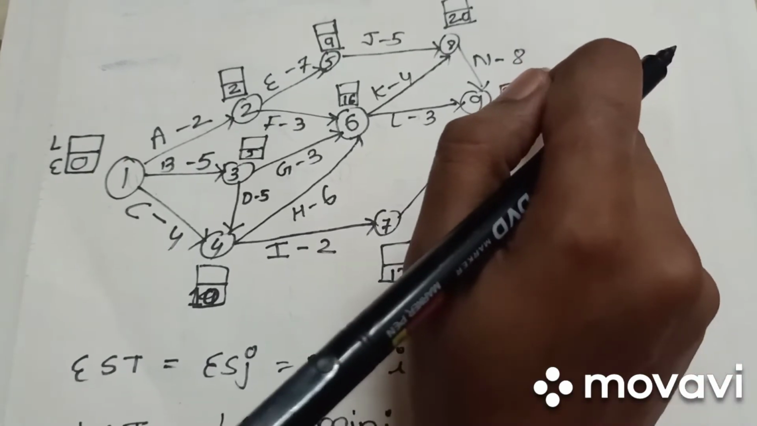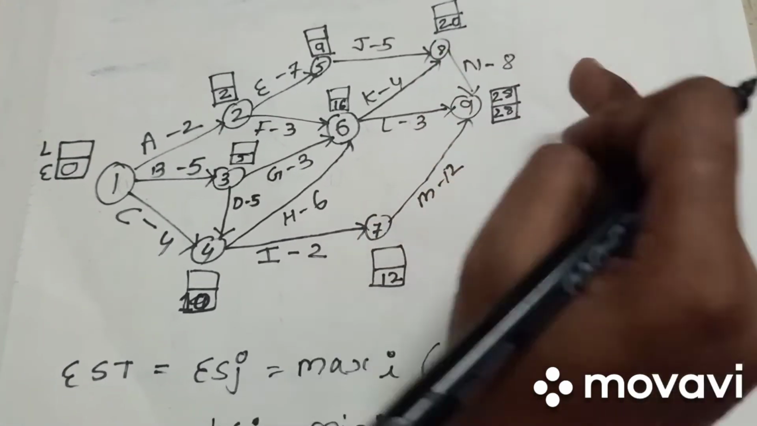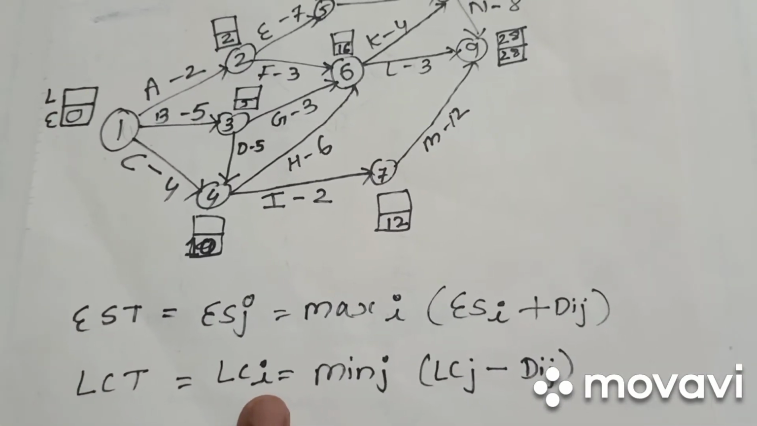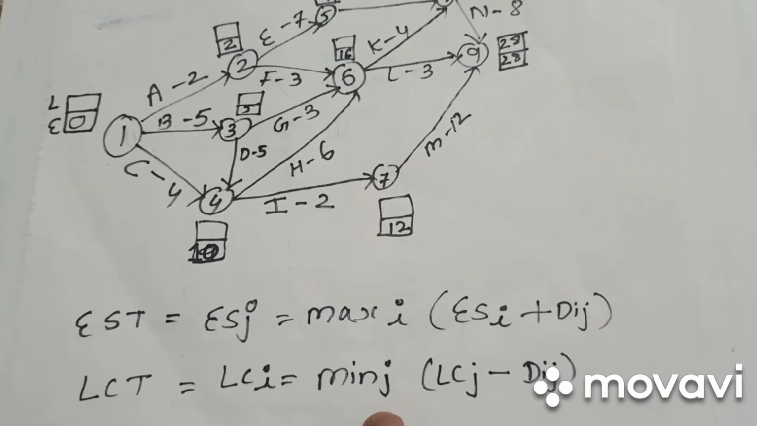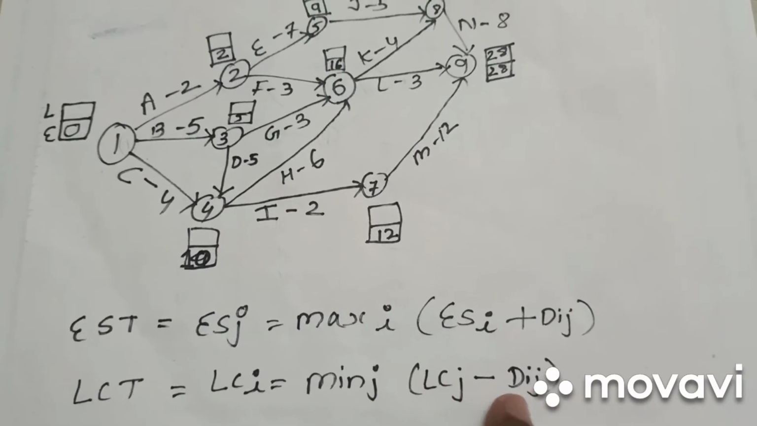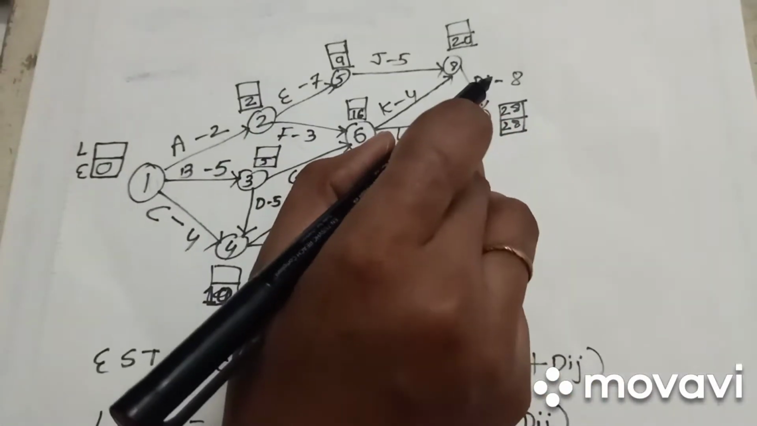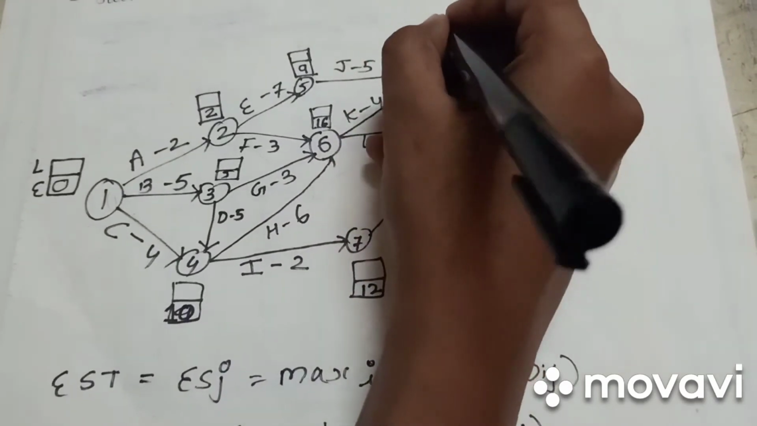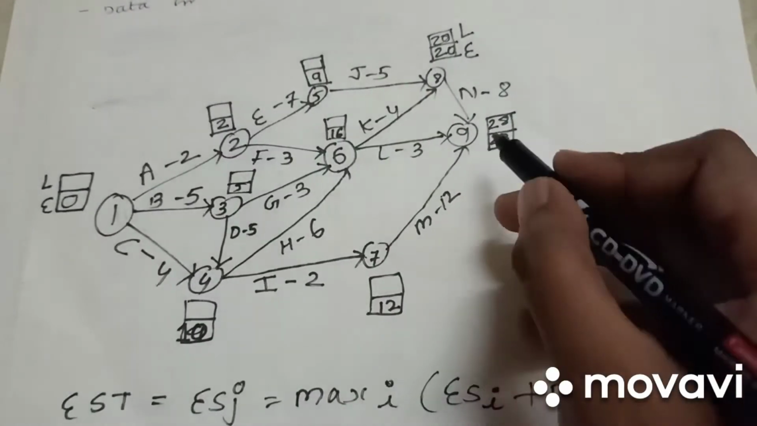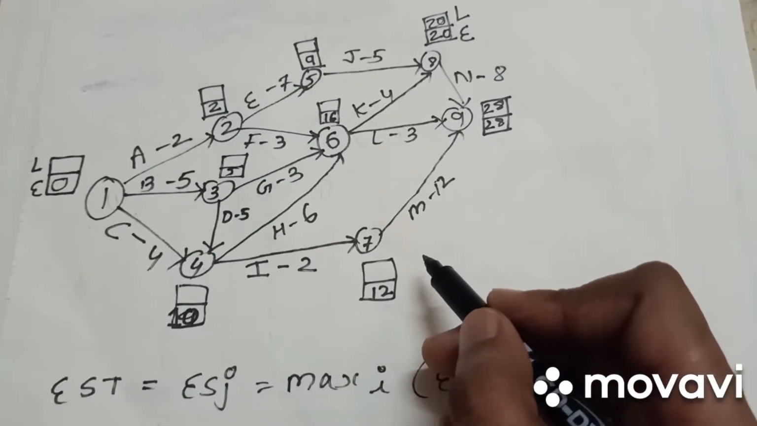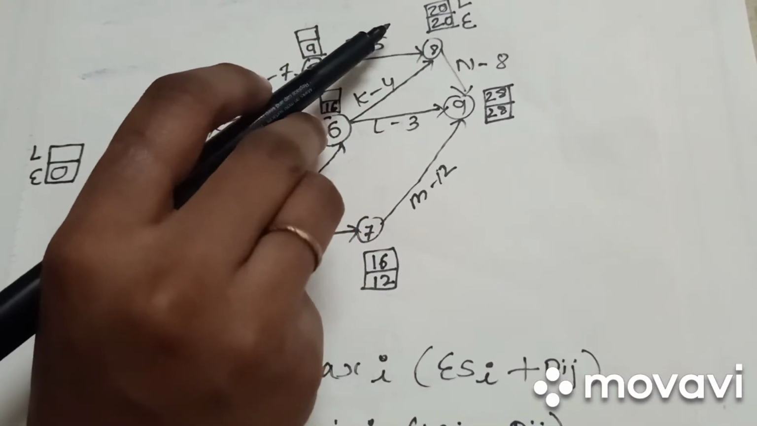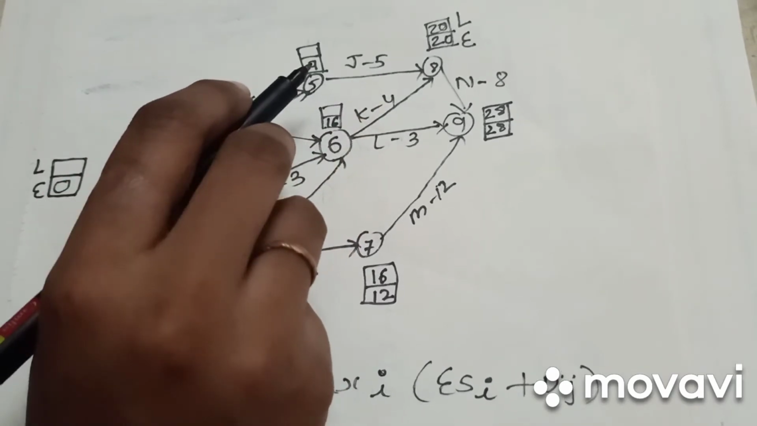After 28 we go backward with the help of this formula for the latest completion time. The latest completion time for the starting node is equal to the minimum of j, where j means the ending time, minus the durations. So 28 minus 8 is 20. This is the latest completion time, and this is the earliest time, so 20. After this, 28 minus 12 is 16. After this, 20 minus 5 is 15.